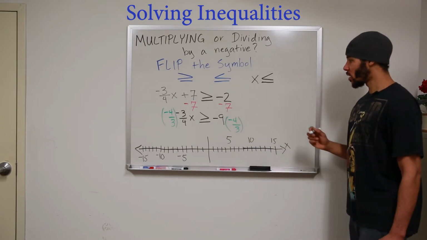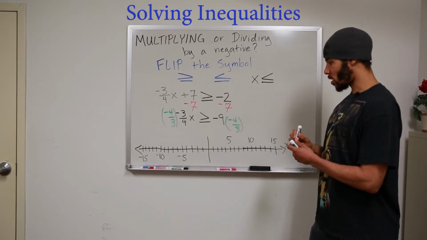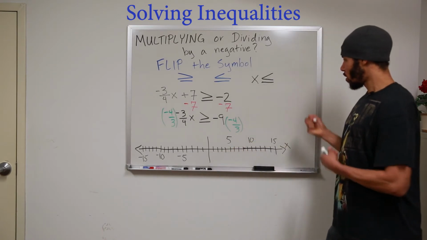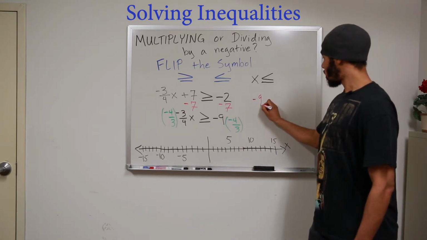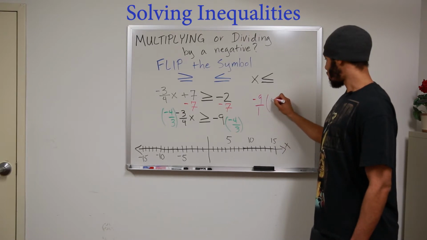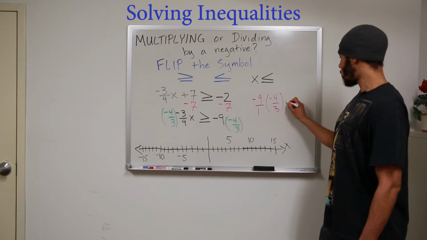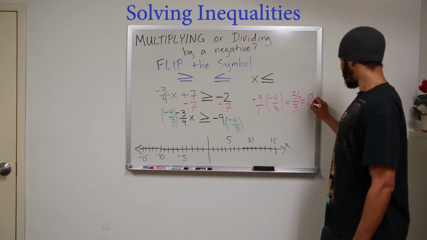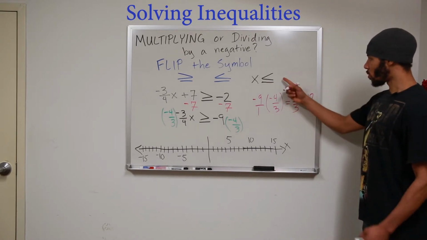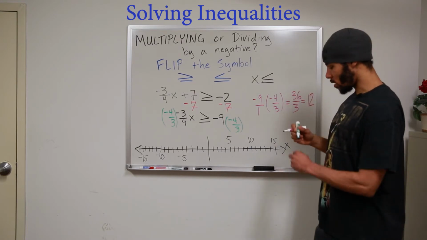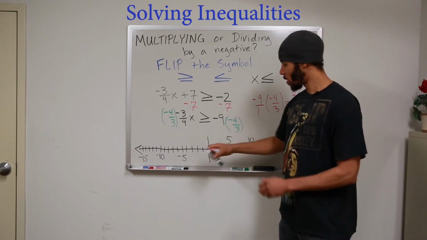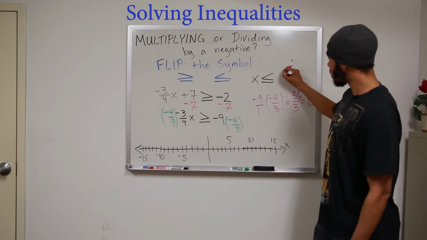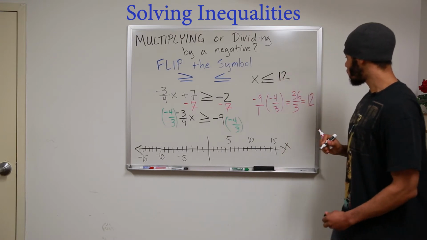Let's do this two ways. We're going to show the long way. Let me change colors here to make it clear what we're doing. We can go negative 9 over 1 times negative 4 over 3 and say negative 9 times negative 4 is positive 36. 1 times 3 is 3. That tells us that 12 is going to be what we have here. X is less than or equal to positive 12.